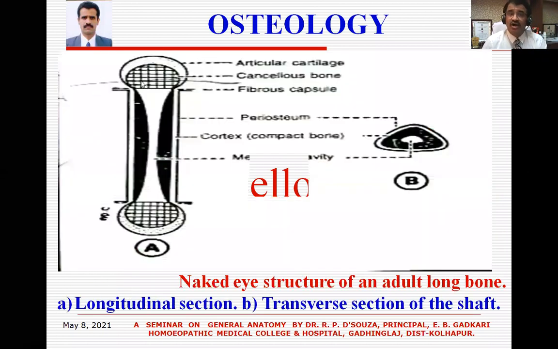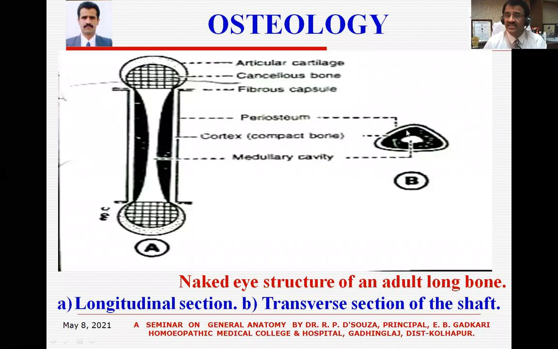Now this is the longitudinal section here, and this is the transverse section of shaft, and this is a longitudinal section of full long bone. If you see, this dark color is of compact bone, and this white cavity is a medullary cavity, and this thin layer is called as periosteum. And these two ends are having cancellous bone. Okay, cancellous bone, what we call. And these are the articular cartilages which are taking part in formation of joint.